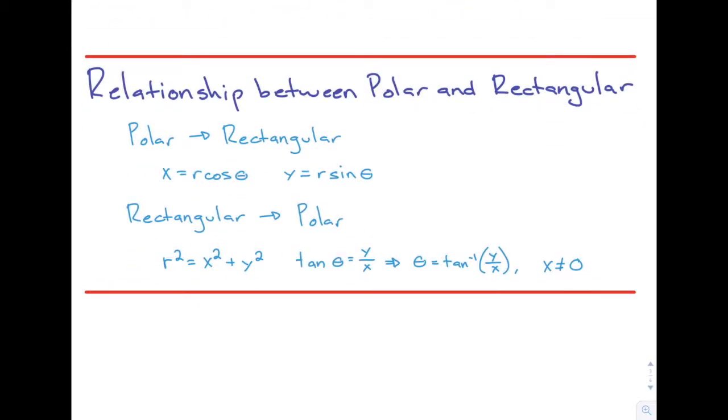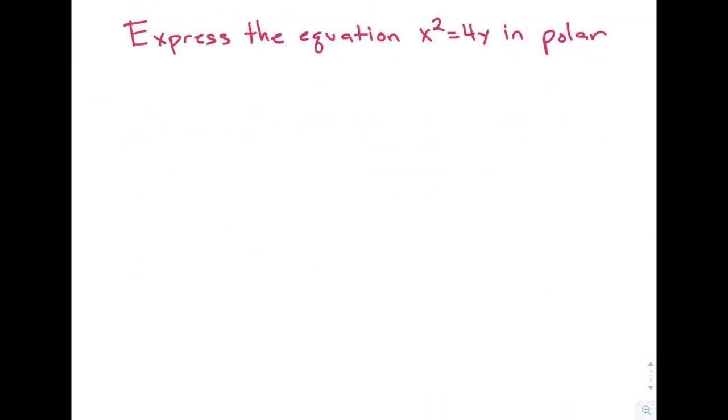We use the equations x equals r cosine theta and y equals r sine theta to convert from polar to rectangular. And to go the other way, we use the Pythagorean theorem and the definition of tangent to find r and theta. So let's express the equation x squared equals 4y in polar.